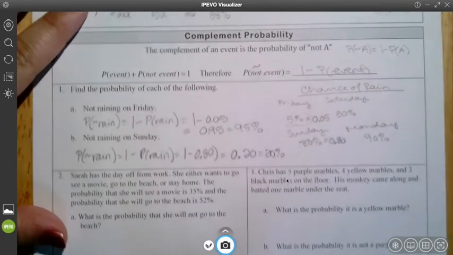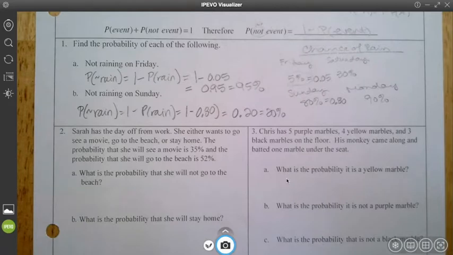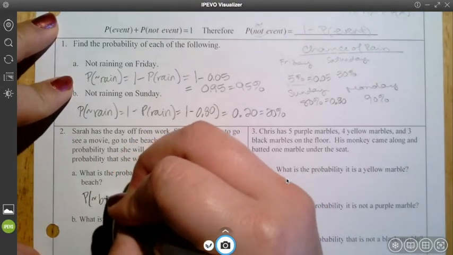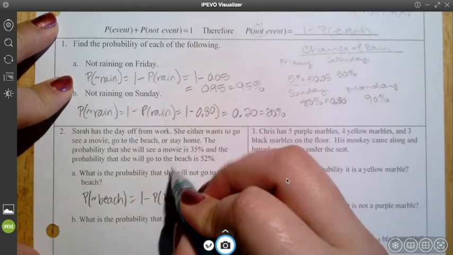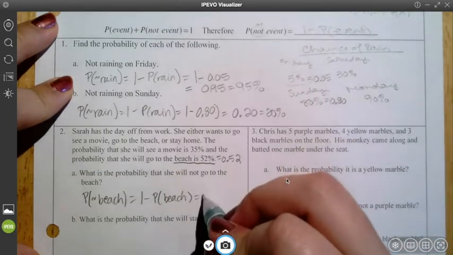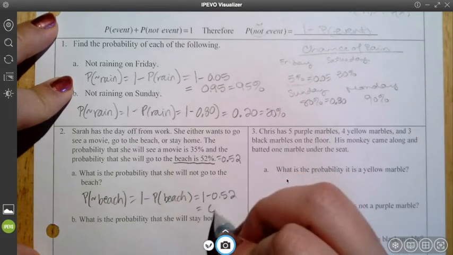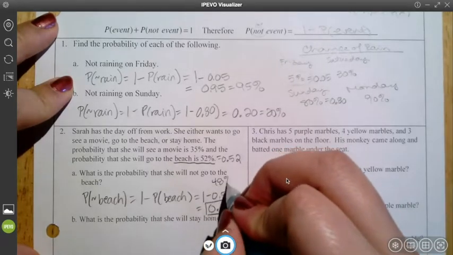Okay, example 2. Sarah has the day off from work. She either wants to go see a movie, to the beach, or to stay home. The probability that she will see a movie is 35%. The probability that she will go to the beach is 52%. What is the probability that she will not go to the beach? So again, probability of not going to the beach is 1 minus the probability of going to the beach. Going to the beach is 52%, which is 0.52. So 1 minus 0.52 equals 0.48, or 48%.